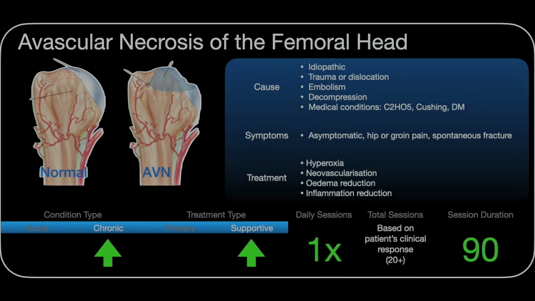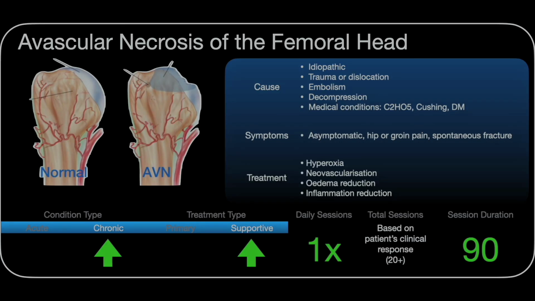Avascular necrosis of the femoral head is considered a chronic condition. The use of hyperbaric oxygen therapy is considered supportive. The cause of avascular necrosis could be idiopathic, due to previous trauma or dislocation, embolism, decompression, and various medical conditions. The symptoms include being asymptomatic, or the patient could develop hip or groin pain and can even develop a spontaneous fracture.